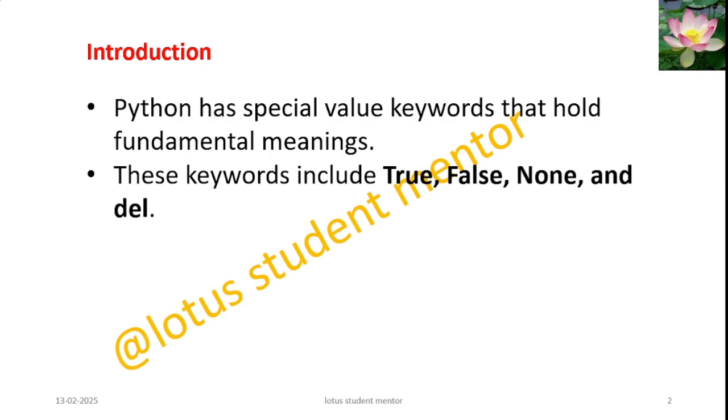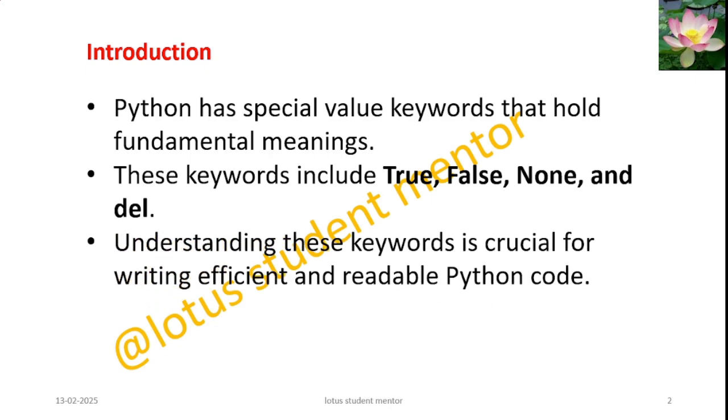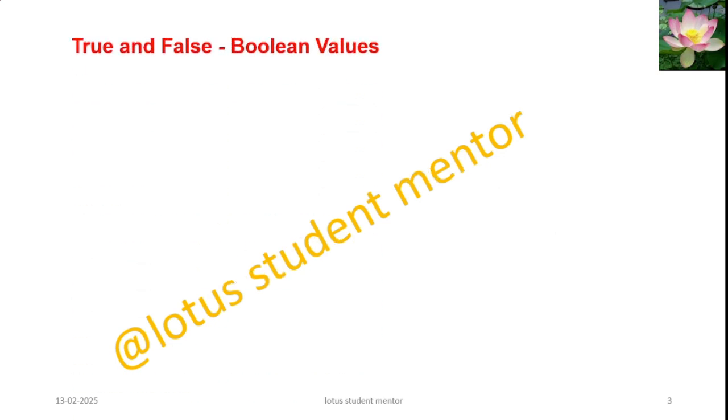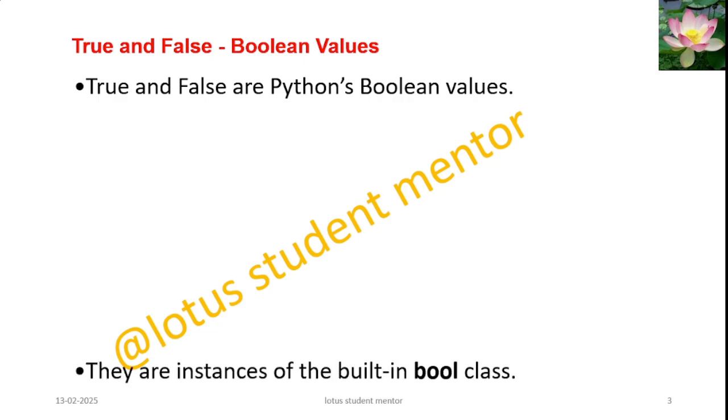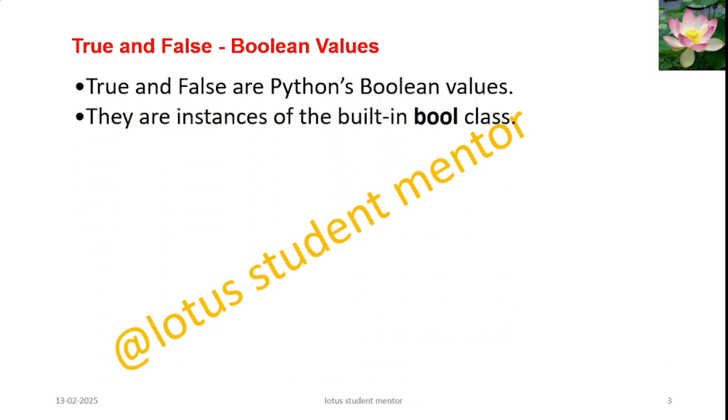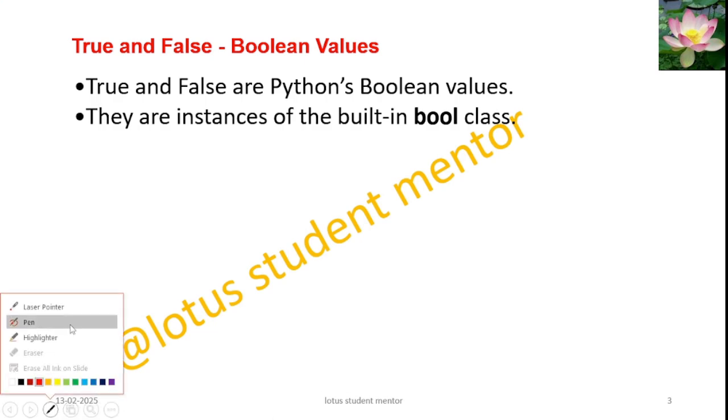These are very important keywords for writing efficient and readable Python code. They are very crucial for writing a good program. Among those four keywords, True and False are Boolean values. True and False are Python Boolean values, and these Boolean values come under the bool class.